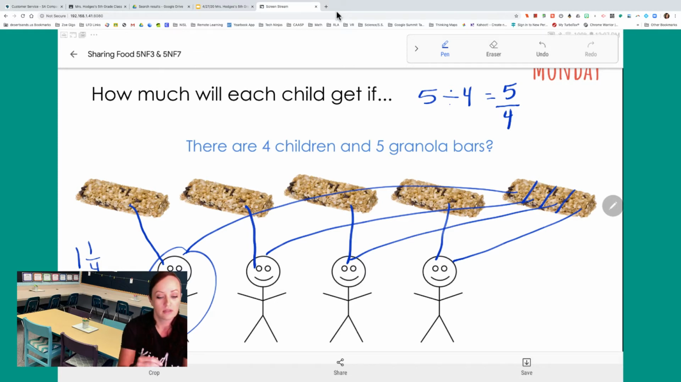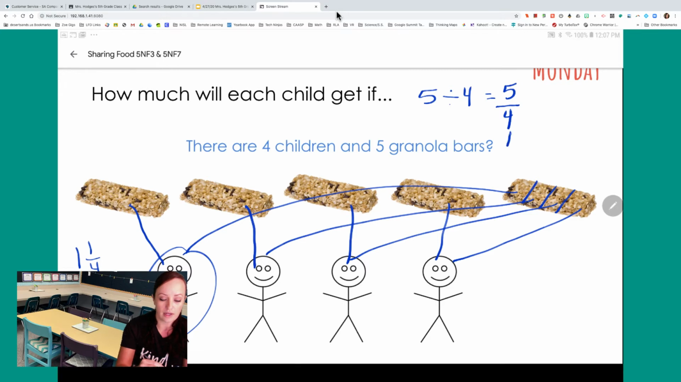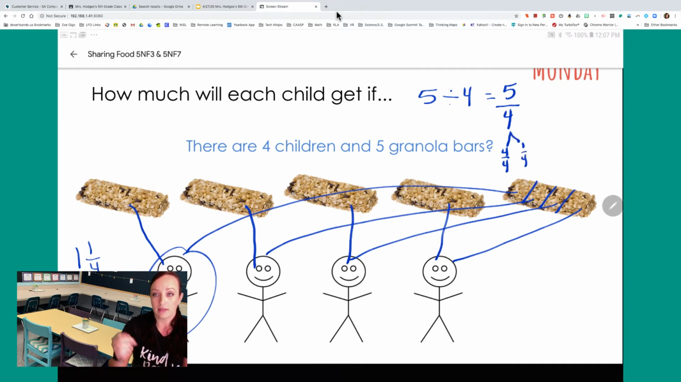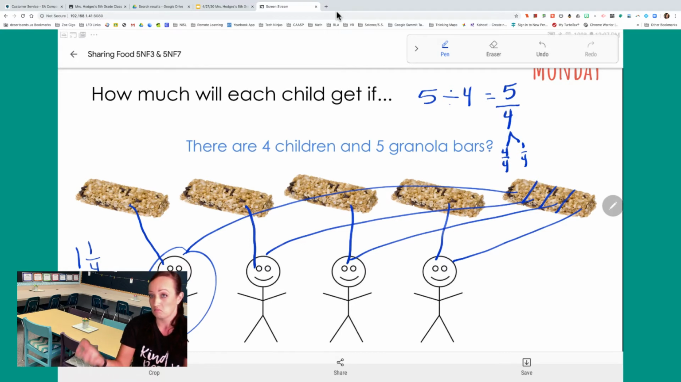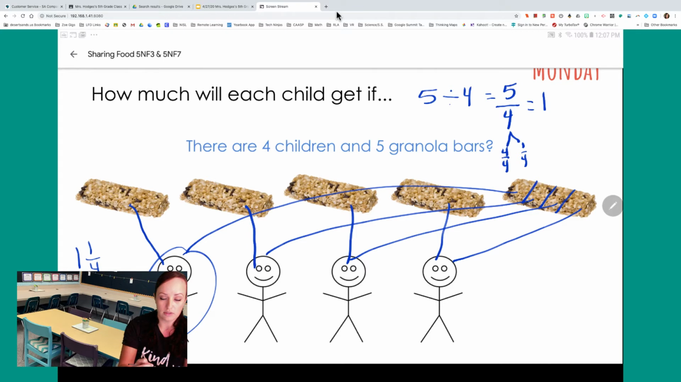Let's check. If I'm going to break this 5/4 and decompose it, I know that I can take a whole out by doing 4/4. And that will leave me with just 1/4 left, right? Because 5/4, breaking that apart to be a 4/4 and a 1/4, that makes sense. So then I have 1 whole, which is that 4/4, and 1/4. They match.